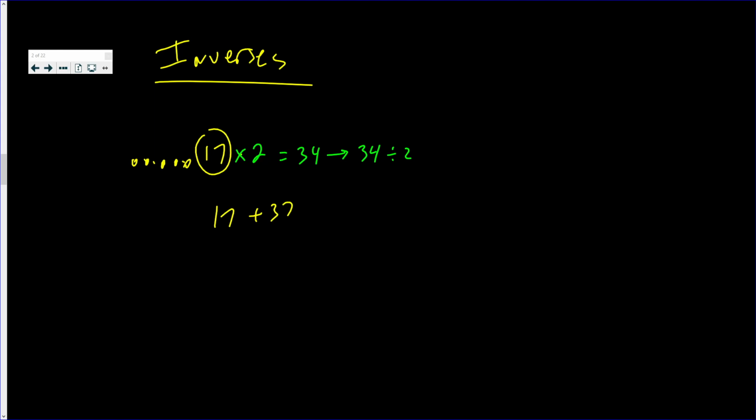But right now, when your calculator said 17, you multiplied by 2. Now your calculator says 34. Well, to undo multiplying by 2, you divide by 2. And that will give you the 17. And then you can do 17 plus 37. Okay, this is really just calculator math.